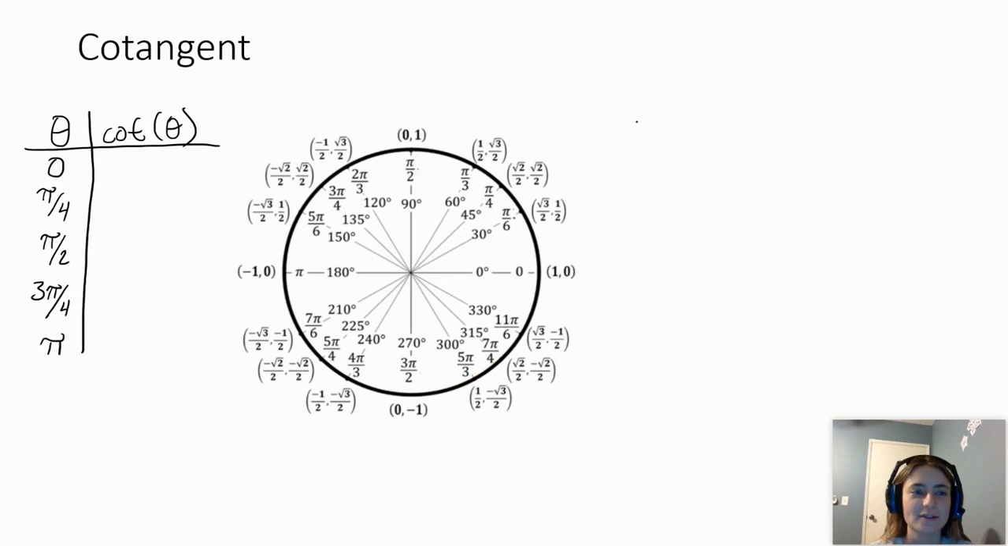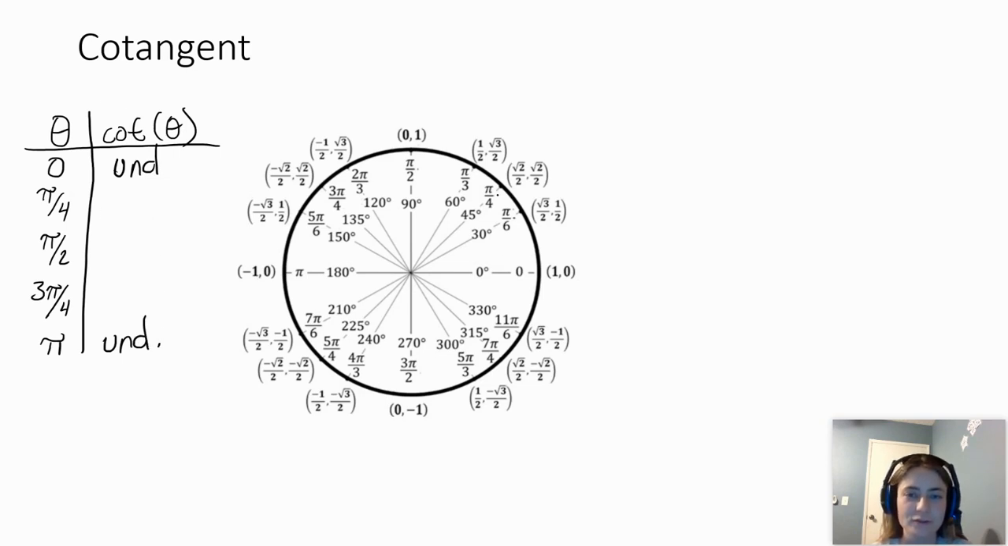Okay, let's look at the graph for cotangent. Now cotangent we know is going to be x over y because it's the reciprocal of tangent. And instead of starting at negative pi over 2, we're going to start at 0 and go to pi. And we'll see why in just a second. But okay, so at 0, x over y, 1 over 0, we've got undefined. Same thing at pi, we've got negative 1 over 0, undefined.